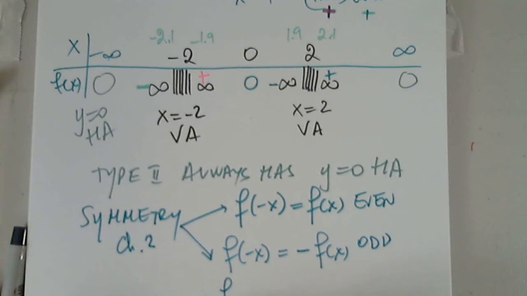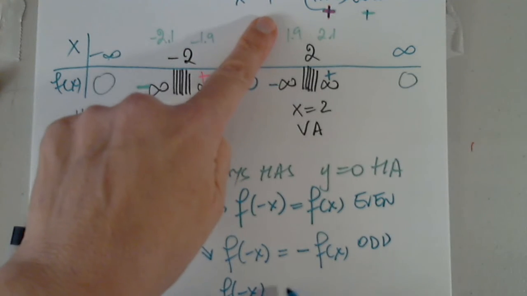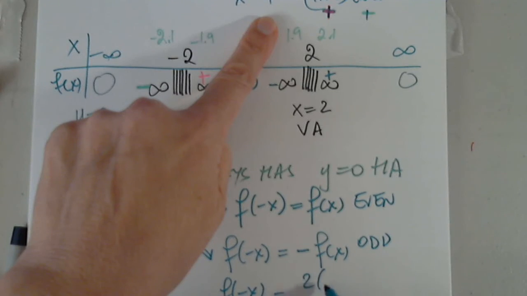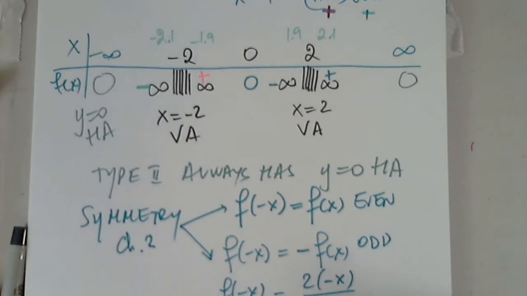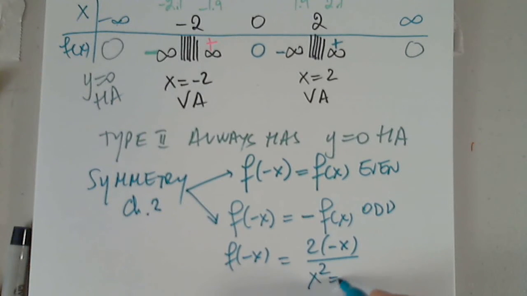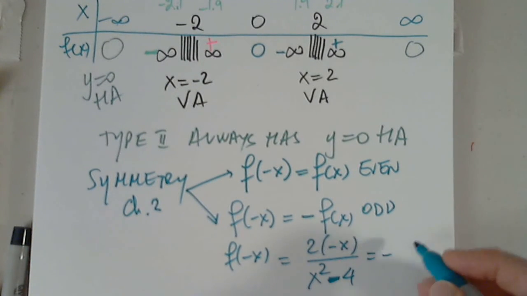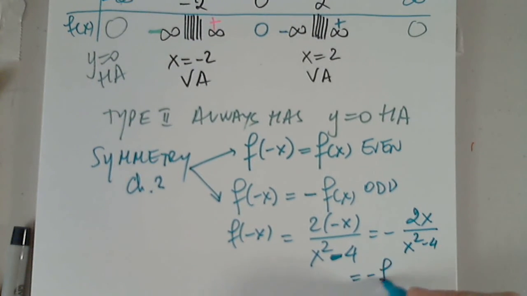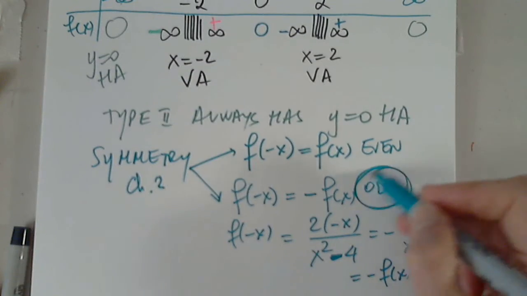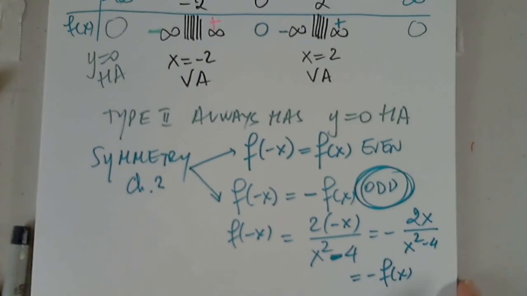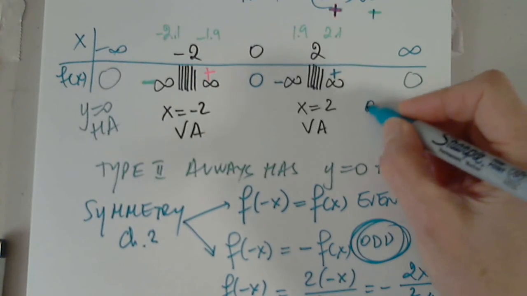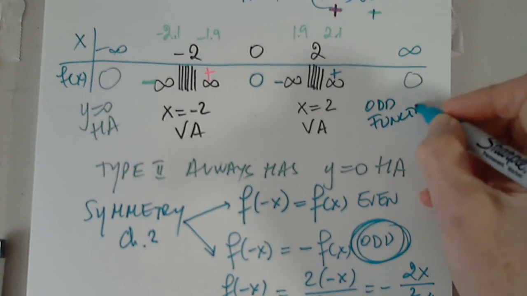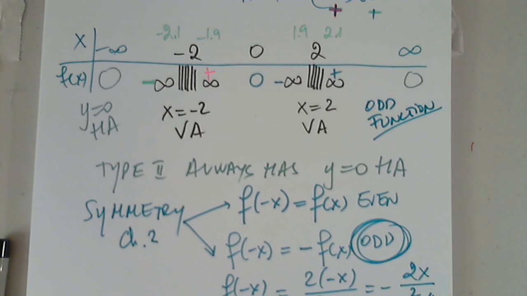Well, here's what happens when I plug in -x. The denominator stays as is, because when I plug in -x in x squared, I don't get any change, -4. And the numerator becomes the opposite: 2x over x squared minus 4, which is an odd function. This is the only thing that does not fit in my chart. Just going to write it on the side, odd function, as a reminder to make sure that I graph symmetric with respect to the origin.